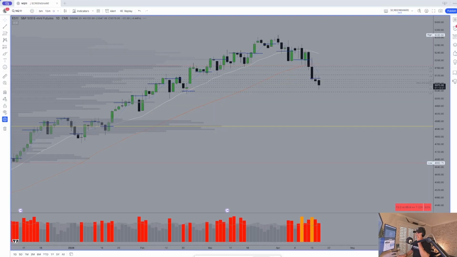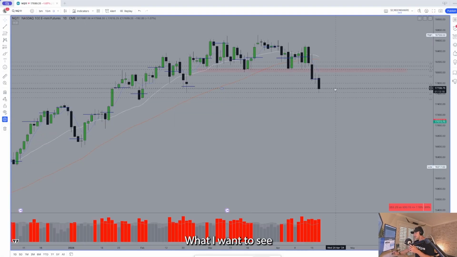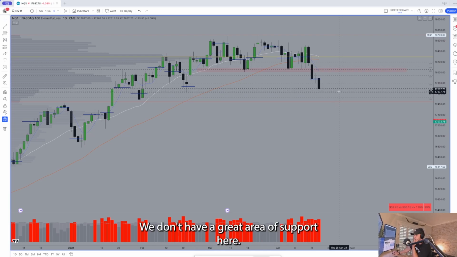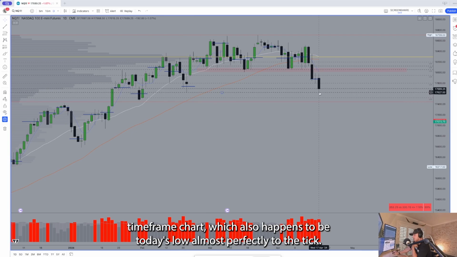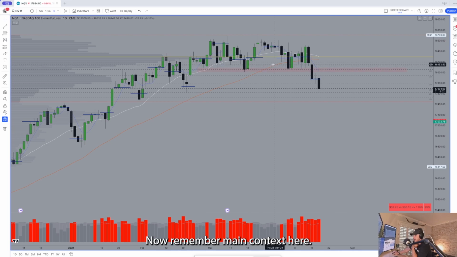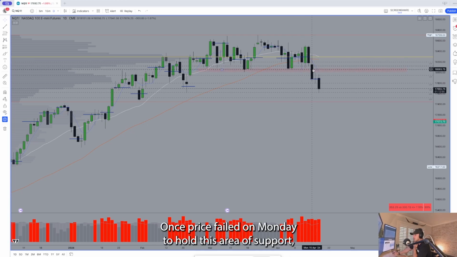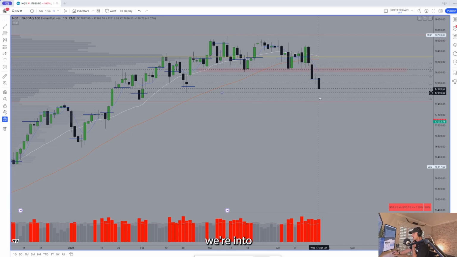And then NQ, pretty similar here. What I want to see is how price trades. We don't have a great area of support here, so I'll be leaning primarily on this smaller reference point on the daily time frame chart, which also happens to be today's low almost perfectly to the tick. Now remember, the main context here is pretty similar to what we are seeing in ES. Daily time frame breakdown. Once price failed on Monday to hold this area of support, we're into essentially that trend lower.